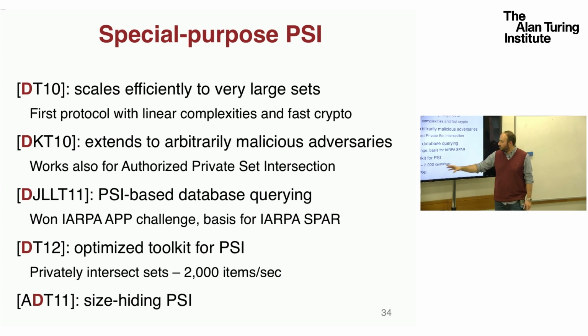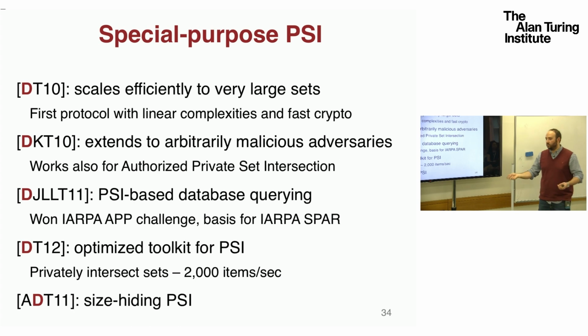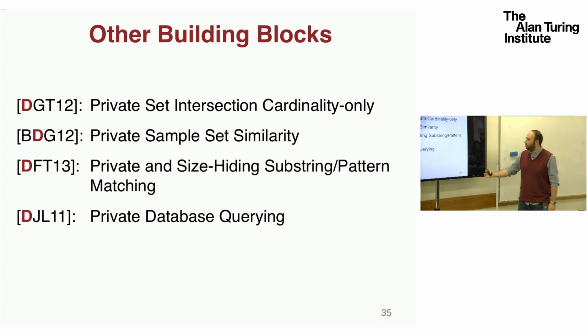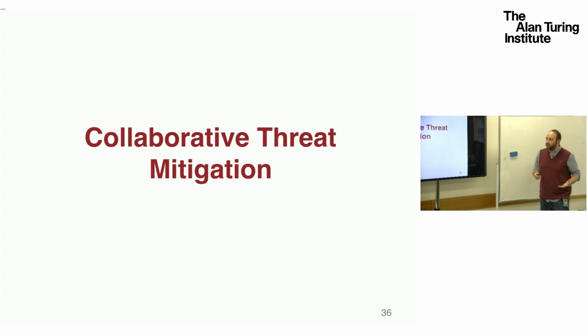Nothing fancy. You can intersect 2,000 items per second when client and server are connected through some internet connection. Okay, and there are other building blocks that I've worked on that allow you to do this kind of information sharing with privacy, and I'm going to give you an example of a specific application.